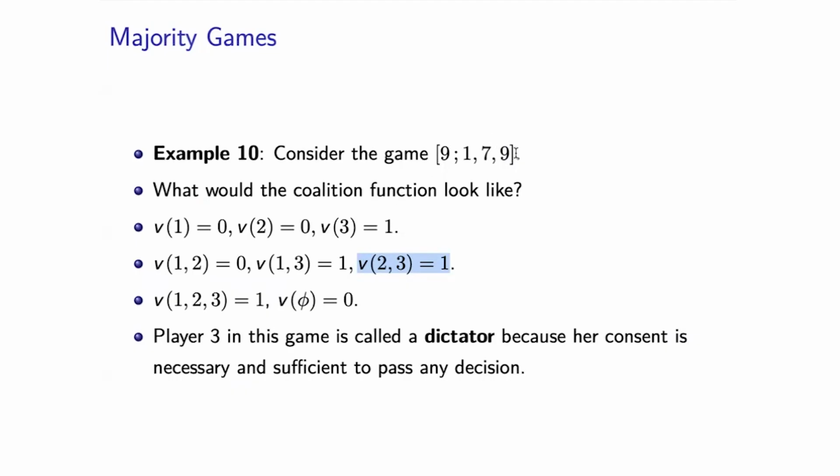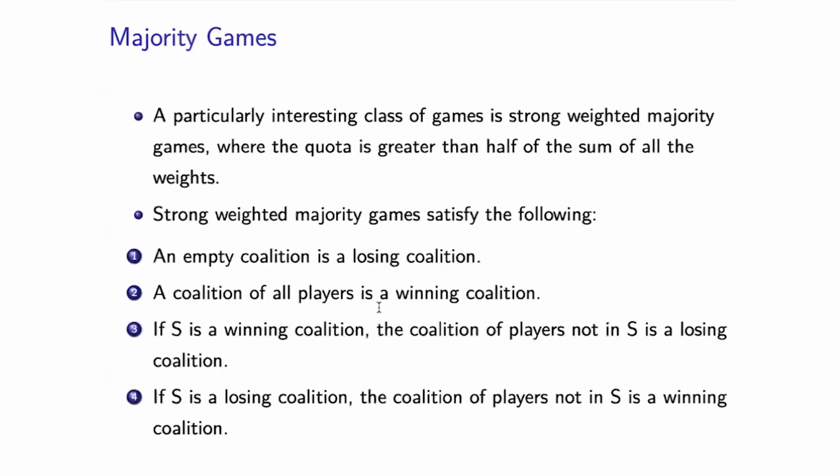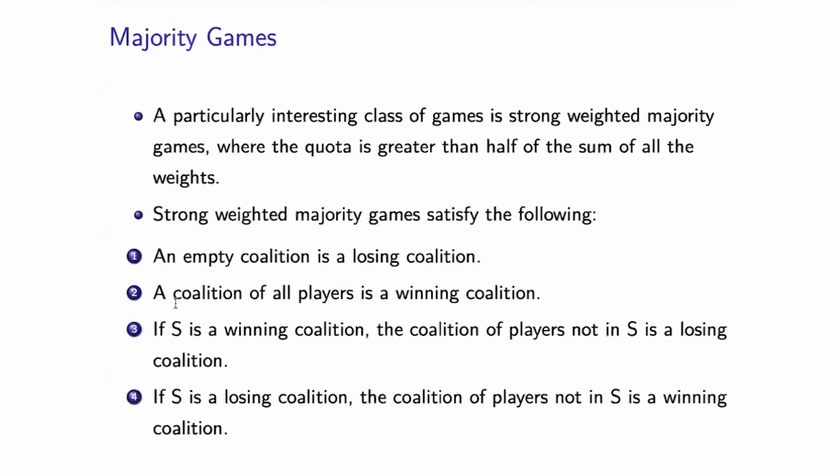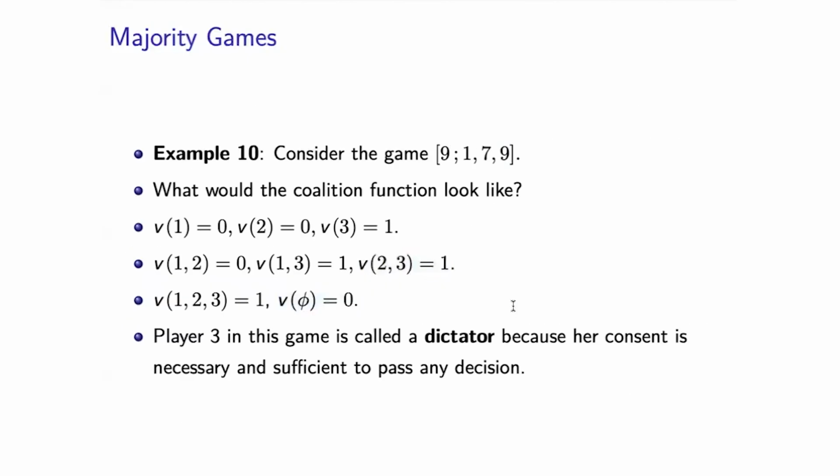And of course, all the players together would be 17 members, which is again more than 9. So you have this property. Now, let's make sure that the game also satisfies the properties that we listed for a strong weighted majority game. Property 1 says an empty coalition is a losing coalition, and clearly we can see that an empty coalition is not going to be enough. A coalition of all the players is a winning coalition. So if all the players 1, 2, and 3 get together, that will lead to the decision being passed.